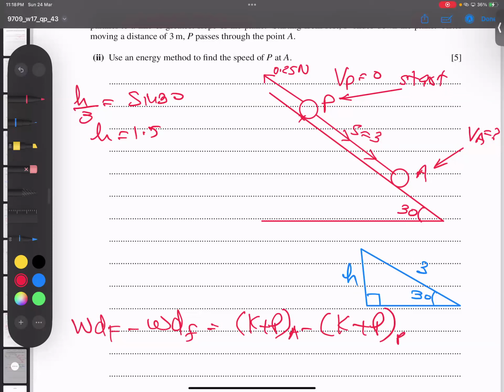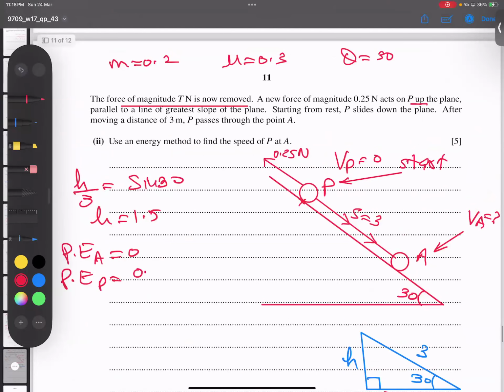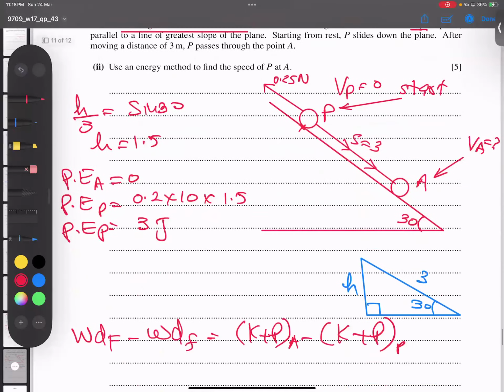Okay, let's start. First of all, I will consider A as the ground level. So the height of the particle at A is taken as 0. So potential energy at level A is 0. That is for sure. And potential energy at P, I can find by mgh. Mass is 0.2, g is 10, height I just got 1.5. When I multiply this, the 10 is cancelled, and 2 into 1.5 is 3 joules, correct. So potential energy at P is 3 joules.